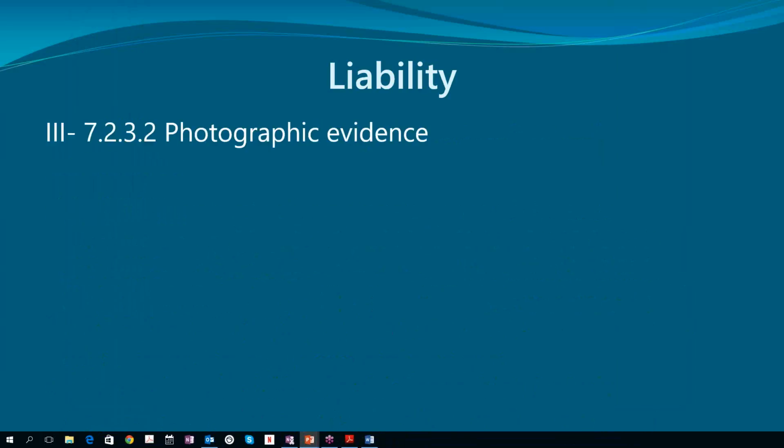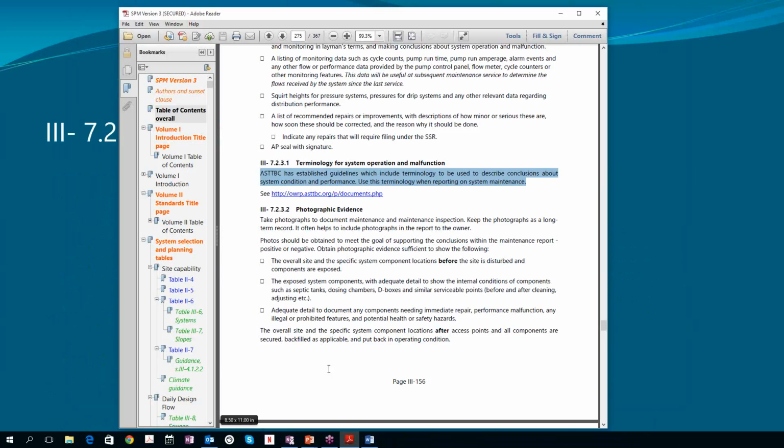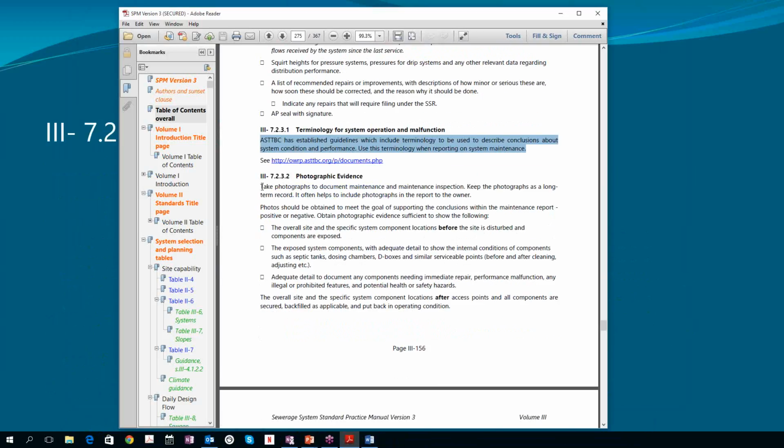Photographic evidence. It says that we do have to take photographs to document maintenance. Got to keep them as a long-term record, and then we may consider adding some photographs in the report to the owner, especially if we're reporting a malfunction or a required improvement or a health hazard for that matter. Then we need photographs to sort of back up that conclusion. So just like for planners and installers, photographs are no longer an option, and our policy basically says the same thing. Thou must take pictures.